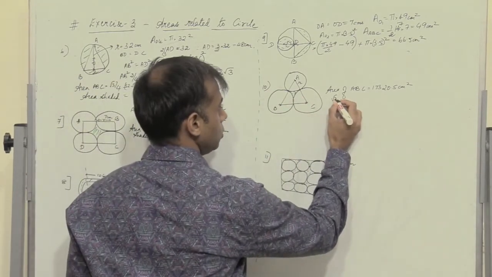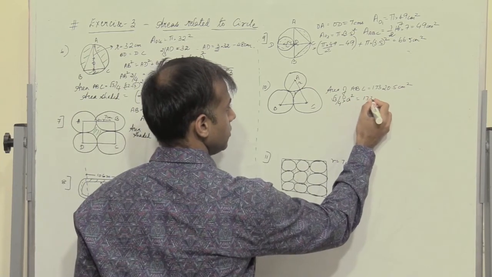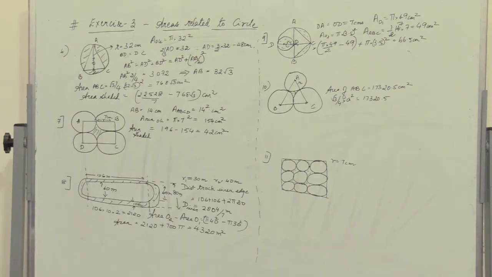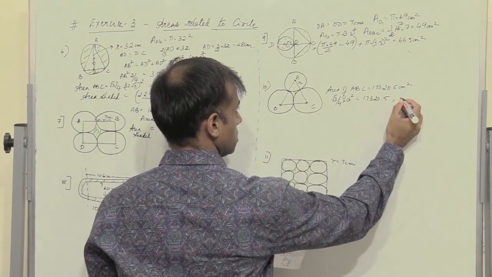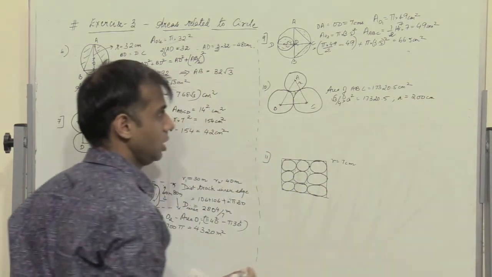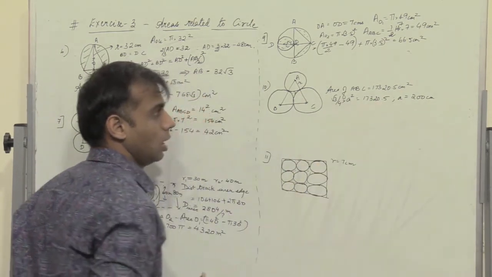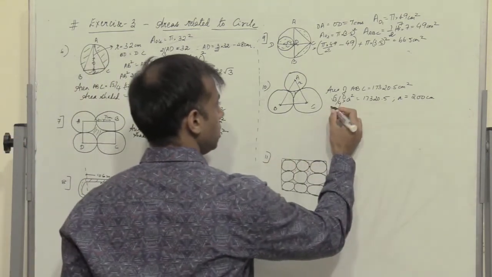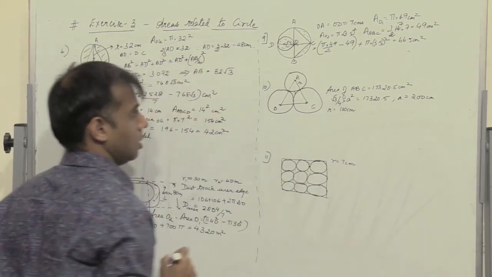Therefore, root 3 by 4 into a square equals 17320.5. We need to find the distance, which is the side. If we do the simplification, this into 4 divided by root 3 and take the square root, we get a as 200 centimeters, right? So therefore, the radius of the circle is 100 centimeters.